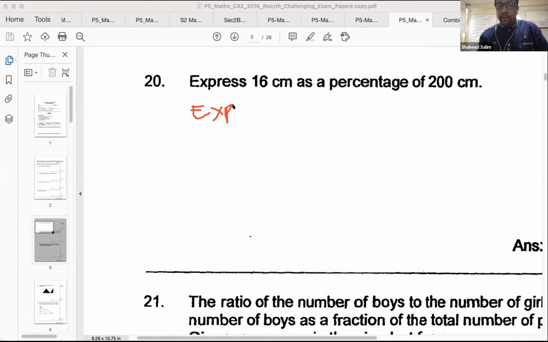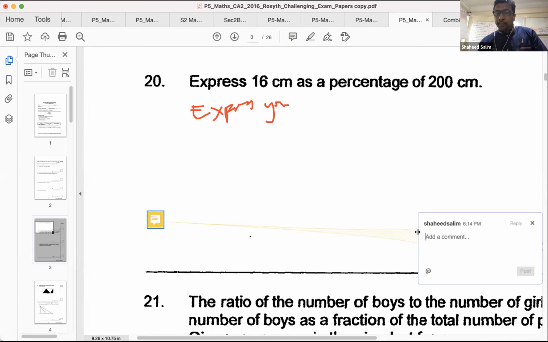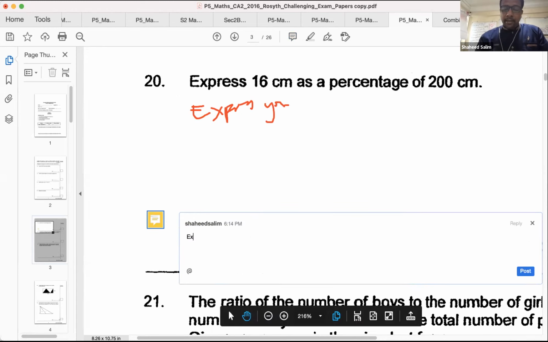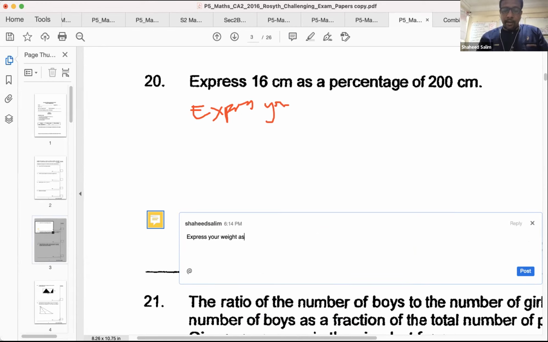So now if I'm going to write down here, for example: express your weight as a fraction of your mother's weight. You know your mother's weight? So I don't know. Okay, let's say your weight.